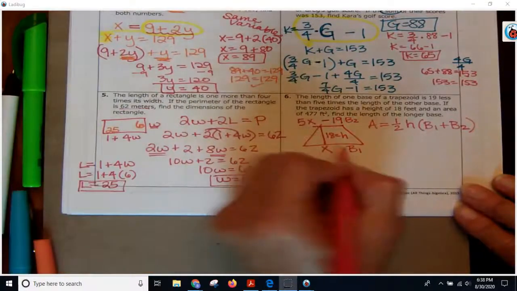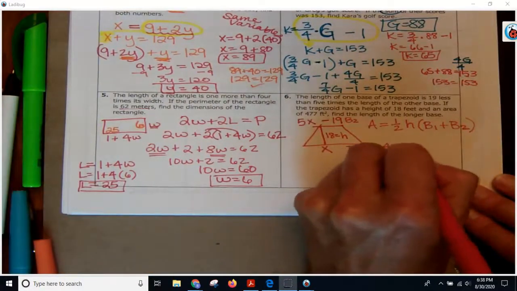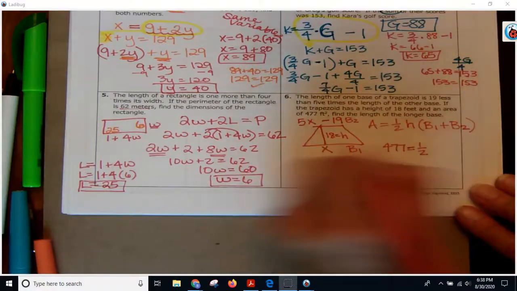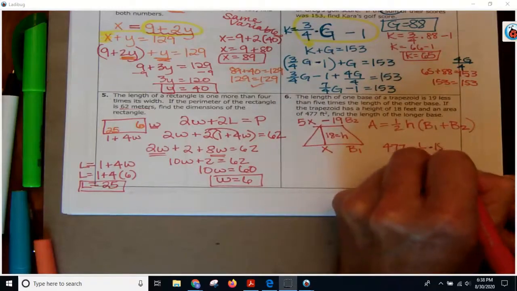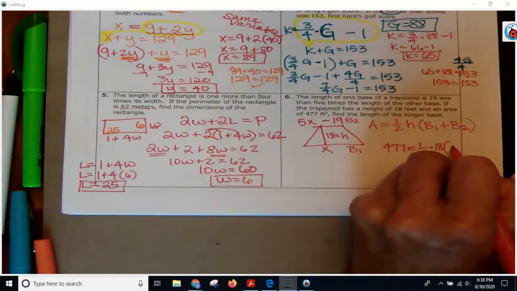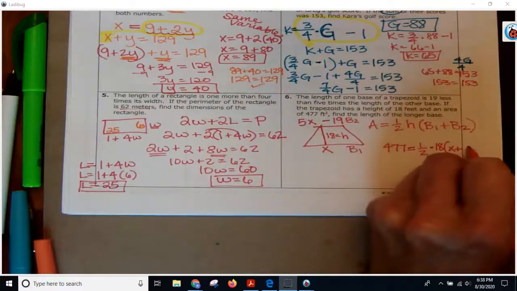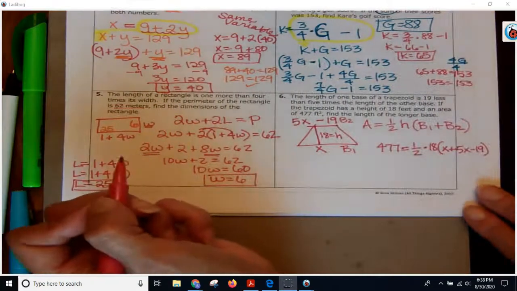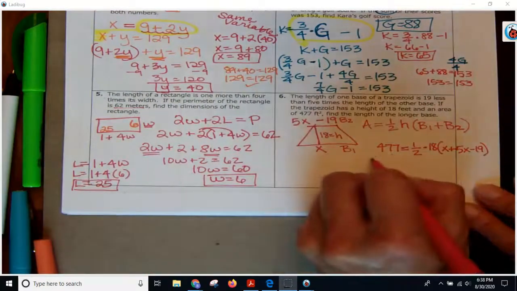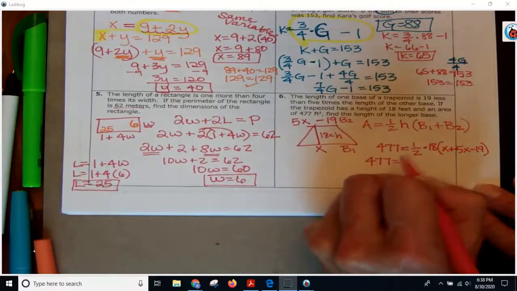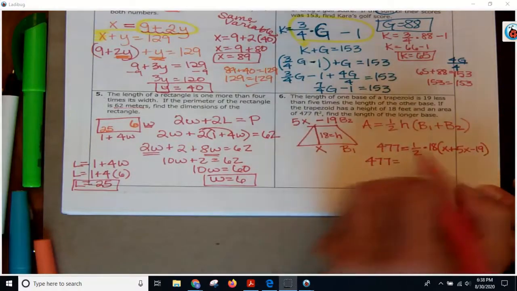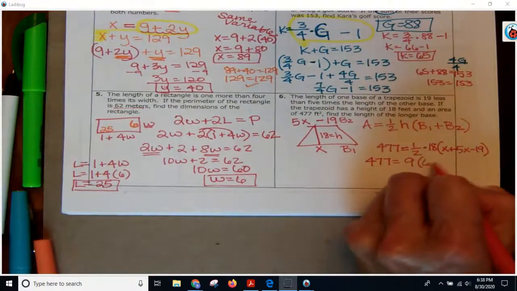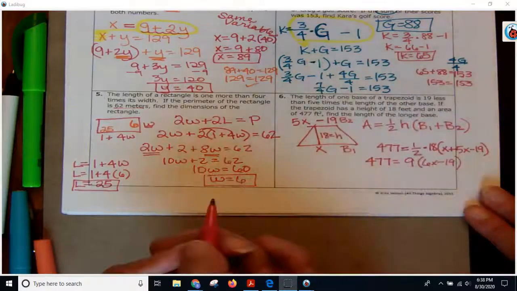So it tells me that my area, 477, equals 1/2. H is the height of 18. My first base is x. My second base is 5x minus 19. All right, so now I'm going to multiply all this together. If my height is divisible by 2, I like to just multiply those out and get 9, and then combine my like terms, 6x minus 19.